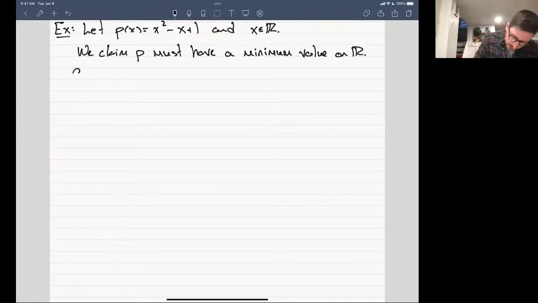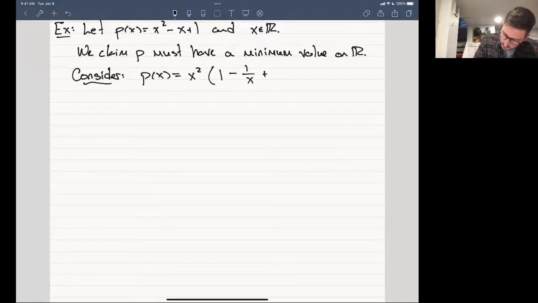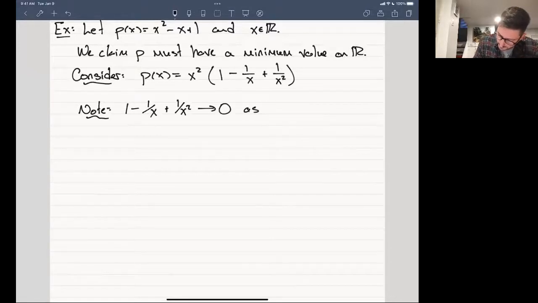First, let's take p of x and let's factor an x squared out of every term. I get x squared times 1 minus 1 over x plus 1 over x squared. Okay, so I have two factors. Now, note 1 minus 1 over x plus 1 over x squared. This thing converges to 0 as x goes to plus or minus infinity. Right? You don't need too much machinery to do that. You can use a lot of our understanding from the previous lectures. So that's true.